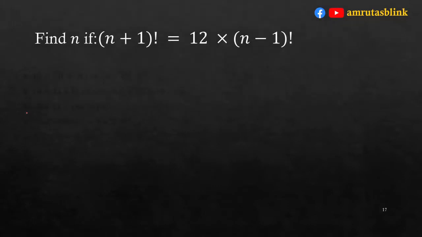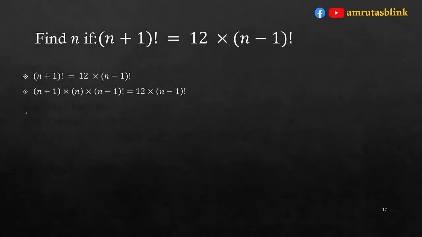Find n if (n+1)! is equal to 12 into (n-1)!. Now we'll split this (n+1)! up to (n-1)!. That is, (n+1) into n into (n-1)! is equal to 12 into (n-1)!, right hand side as it is. Now we'll cancel this (n-1)!, so we have (n+1) into n is equal to 12.